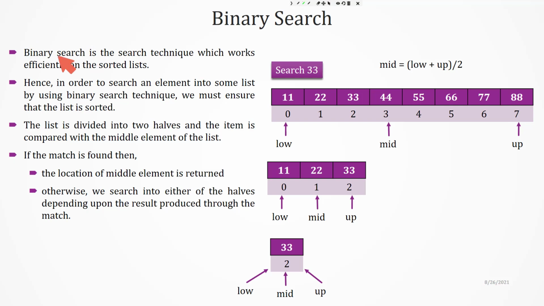Binary search is a searching technique which works efficiently on a sorted list. This is the important point: binary search works only when the list is sorted. Sorted means the list is either in ascending order or in descending order, but in most cases the algorithm is designed in such a way that it works in ascending order.